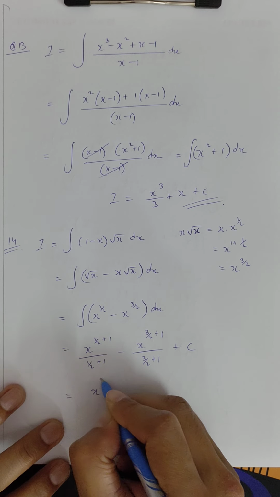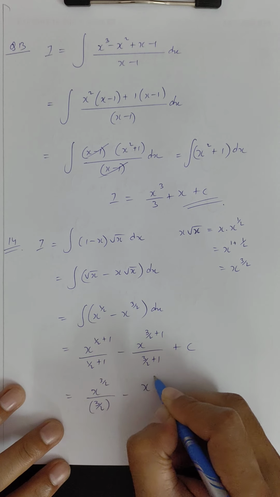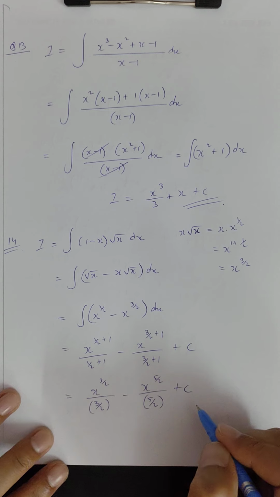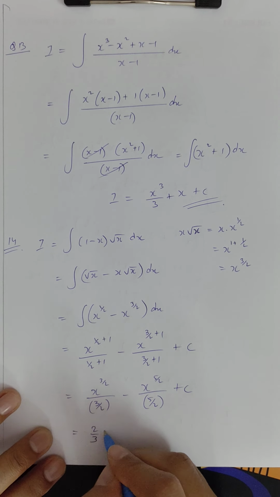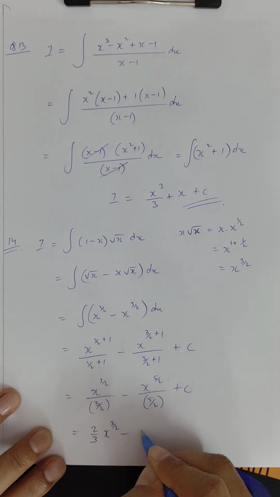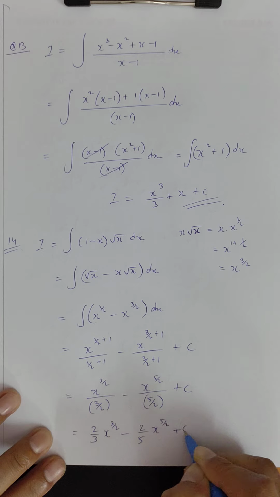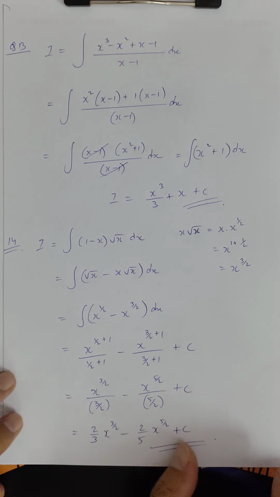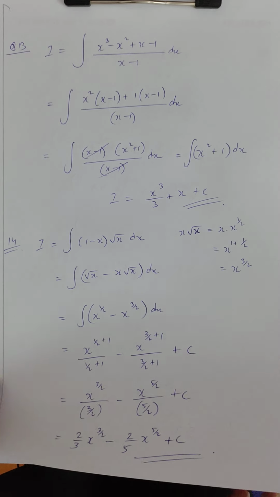So that's going to be x power 3 by 2 minus x power 5 by 2 plus c. So that's going to be 2 by 3 x power 3 by 2 minus 2 by 5 into x power 5 by 2 plus c. Done. Pause. Right. Coming back to the next question again.